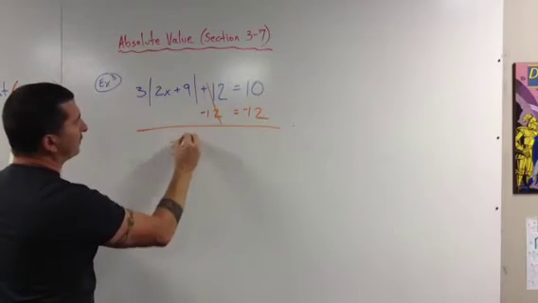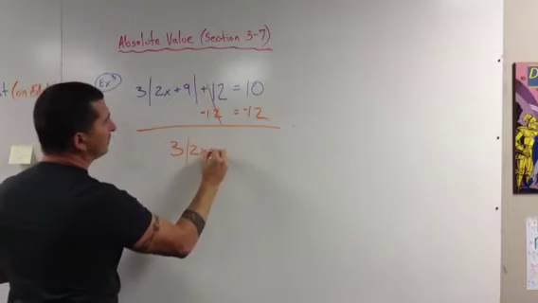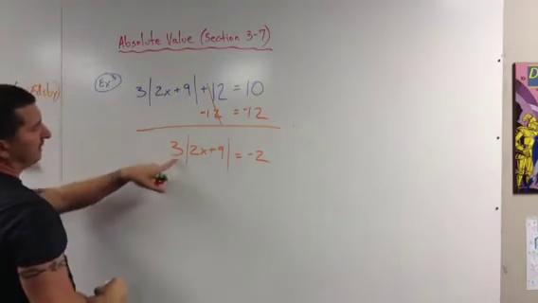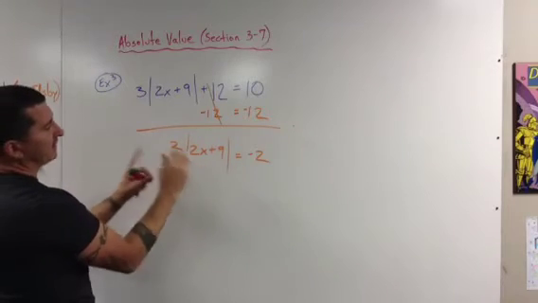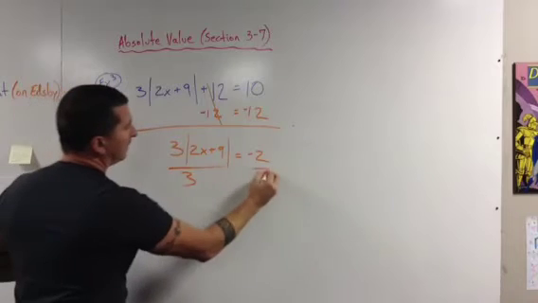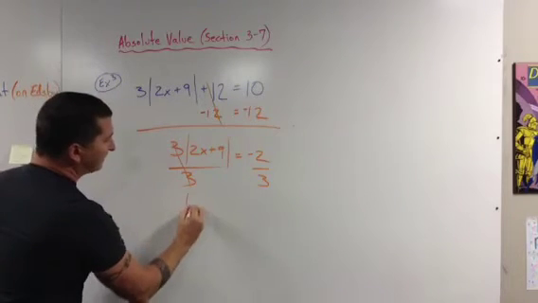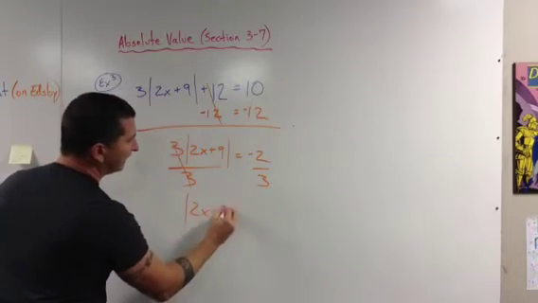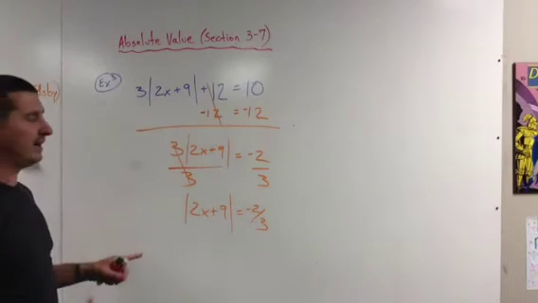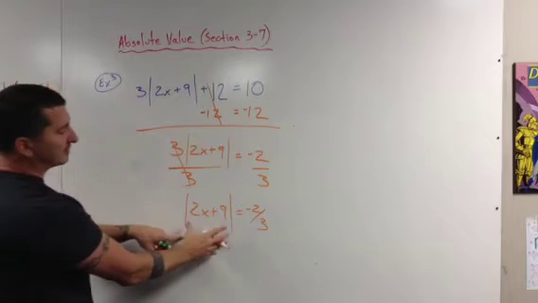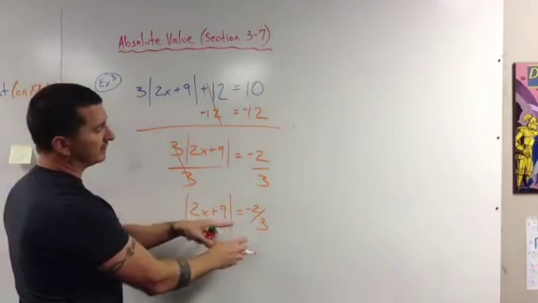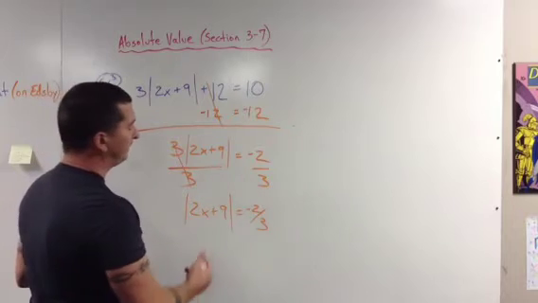And then we're left with 3 times the absolute value of 2x plus 9 equals -2. Then we're going to divide by the coefficient of the absolute value. And we get the absolute value of 2x plus 9 equals -2/3. Now, we're going to stop right here because we have the absolute value of some number equaling -2/3. It's equaling a negative number.